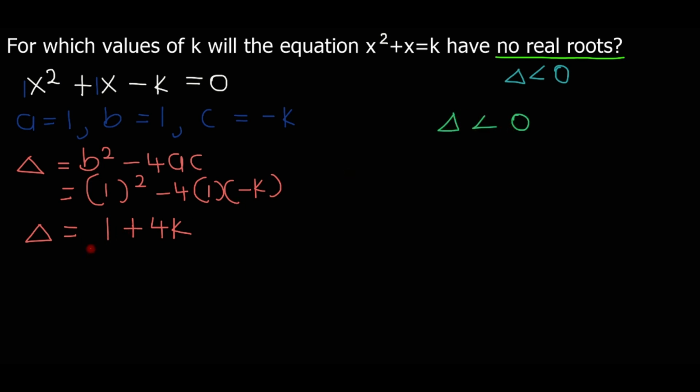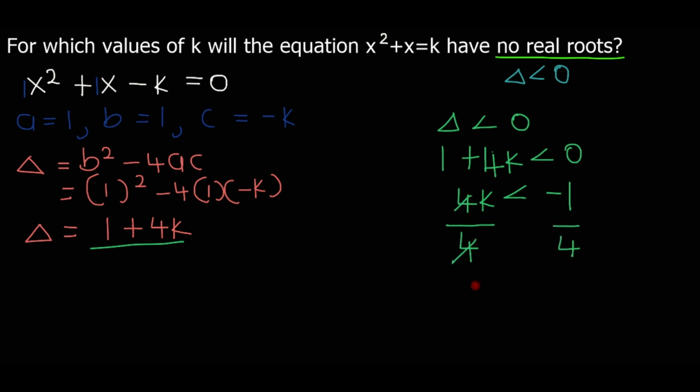And then this is our discriminant: 1 plus 4k is less than 0. So from there, we solve for k. 4k is less than negative 1. The positive 1 goes to the other side. And then from there, I will divide both sides by 4. So k must be less than negative 1 over 4. So this is our solution.